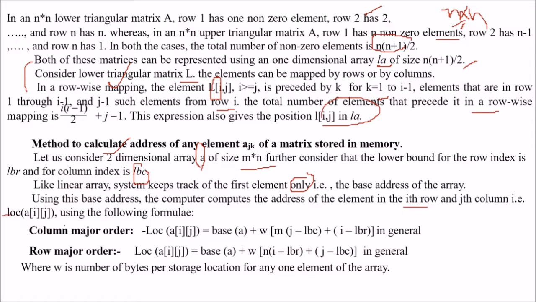Location of Aij: if you place the matrix in memory column by column or row by row, then for column major the location will be base A plus W times (m times (j minus LBC) plus (i minus LBR)) in general. And we know LBR and LBC from what we have just seen. Similarly for row major order, the location of Aij will be base A plus W times (n times (i minus LBR) plus (j minus LBC)), where W is the number of bytes per storage location for any one element of the array.